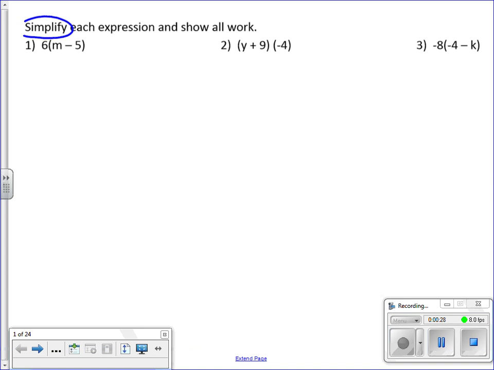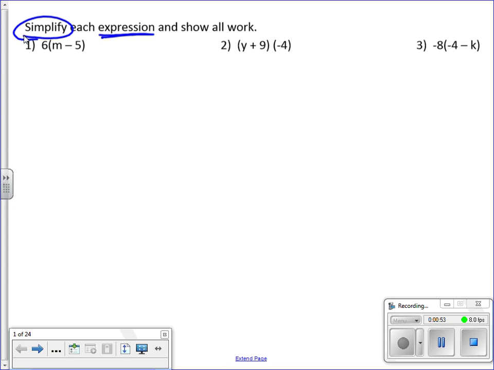Okay, simplify means I'm going to get my expression, and here's the other clue in here, it's an expression, okay? I'm going to get my expression to be as simple as possible. Now in each one of these cases, basically what it's meaning is I'm going to get rid of any parentheses I have. In addition to that though, if I can combine any like terms, I'm also going to combine like terms. So in this first one here, this is distributive property.